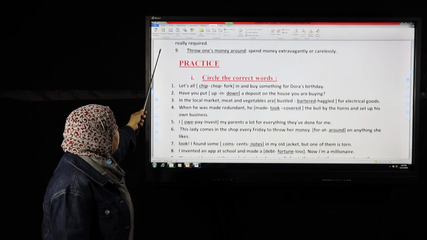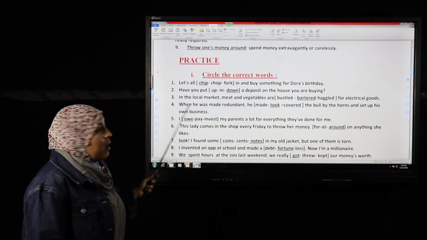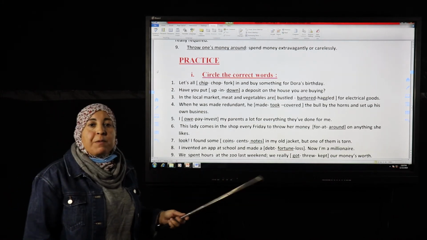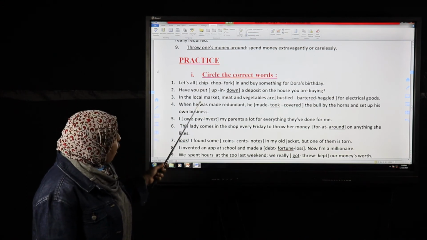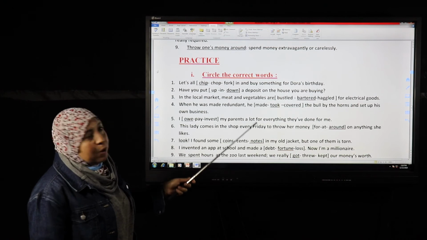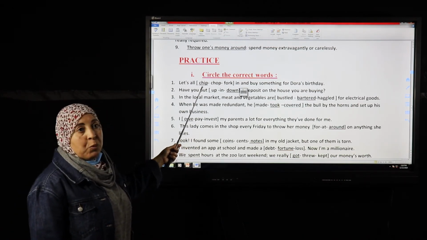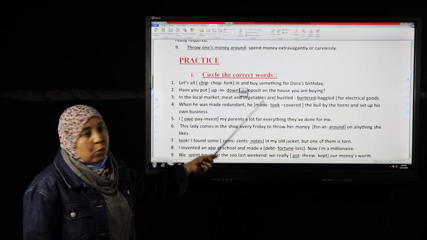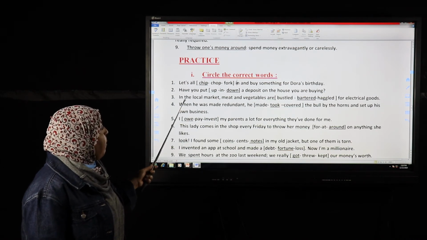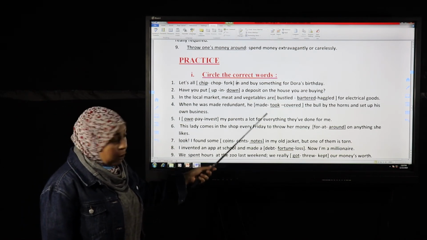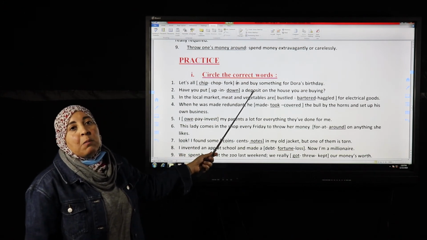Here, we are going to have some practice concerning these points. We can find some vocabulary, some phrasal verbs, some idioms, some collocations. Look at number 1. Let's all chip in and buy something for Dora's birthday. Of course, here I have the word in, so I'm going to use chip in, which means to share together, to buy a present for Dora for her birthday. Number 2, have you put up, in, down a deposit on the house you are buying? Of course, we put down because we are talking about deposits and money.